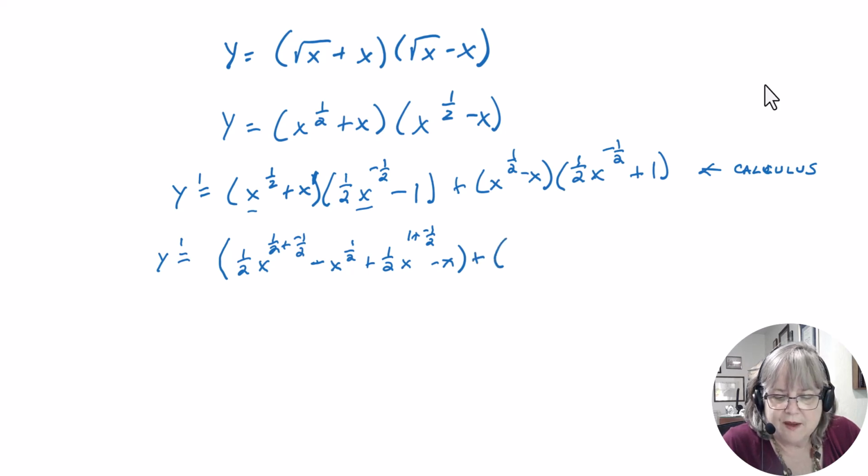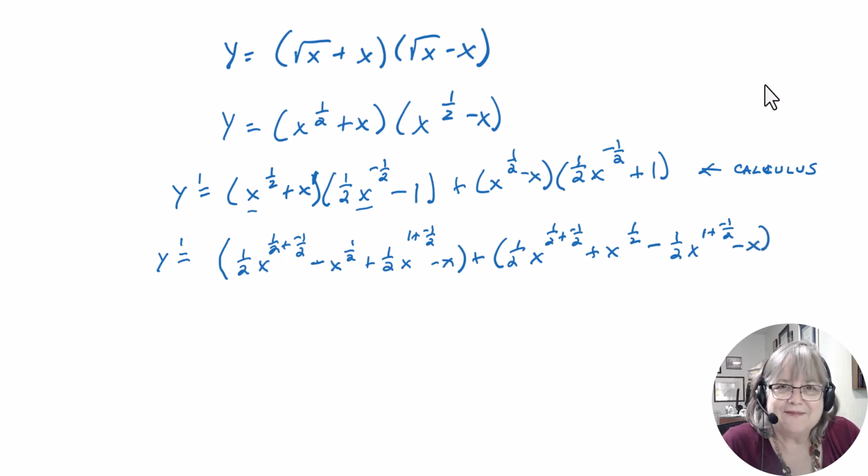Plus, FOIL method again. X to the 1/2 times 1/2 x to the -1/2 is 1/2 x. Add the powers. Outside, x to the 1/2 times 1 is x to the 1/2. Inside, minus x times 1/2 x to the -1 is 1/2 x. Add the powers. And then minus x times 1 is -x. So here we go.